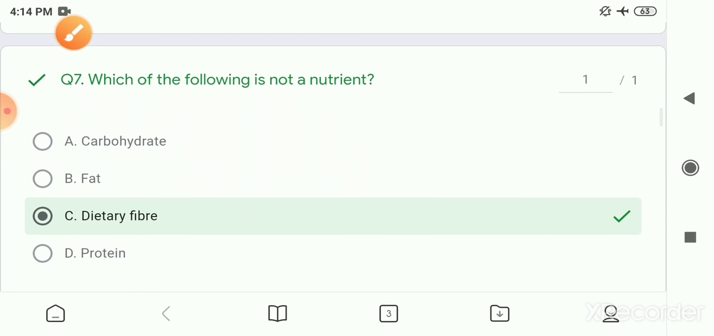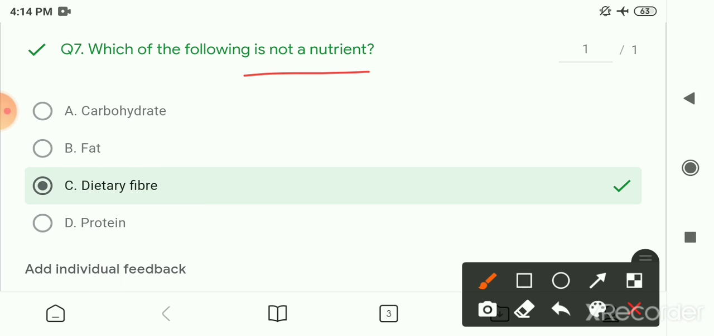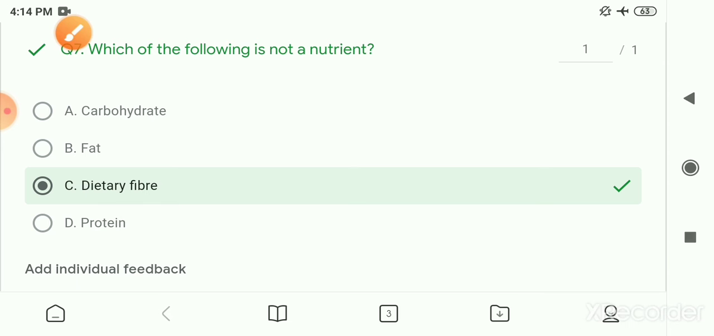Next is seventh number, which of the following is not a nutrient? The options are carbohydrate, fat, dietary fiber or protein. So here your answer is option C, that is dietary fiber. Dietary fiber is not the main component, or you can say nutrient, of the food.